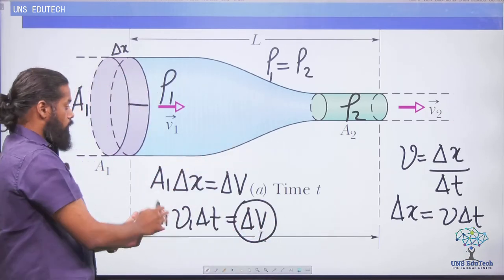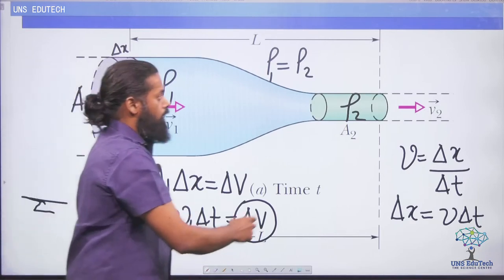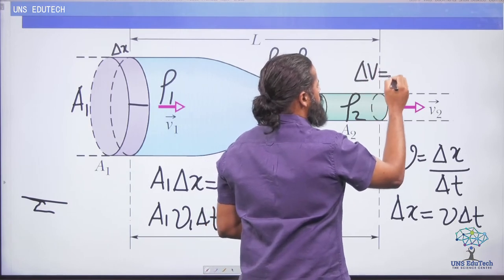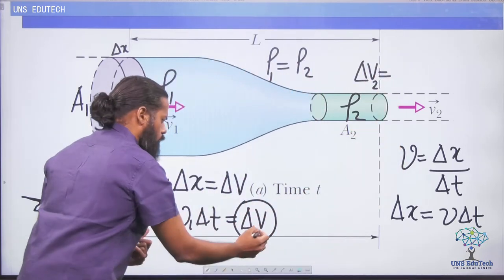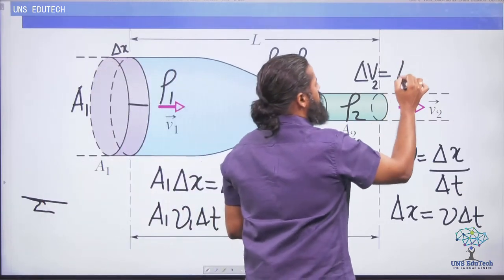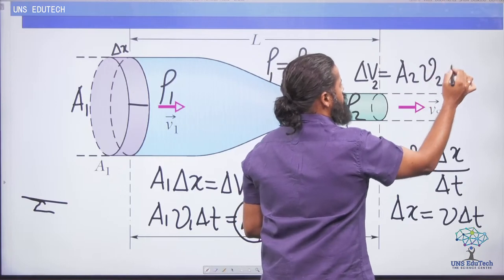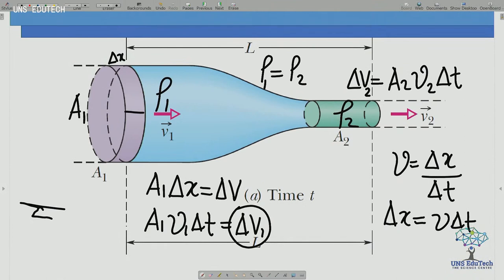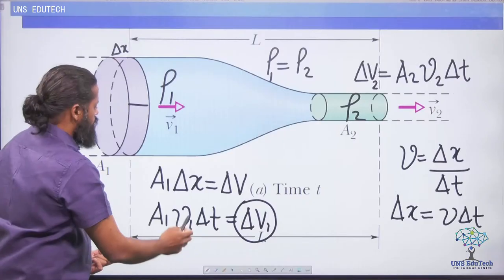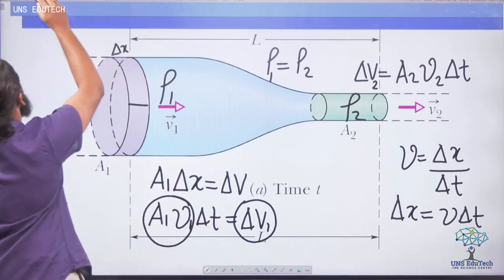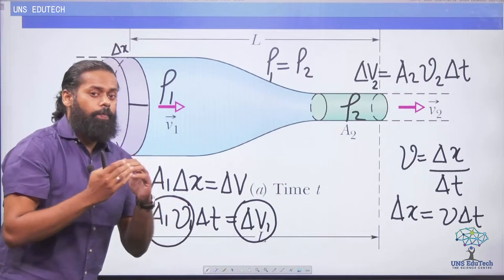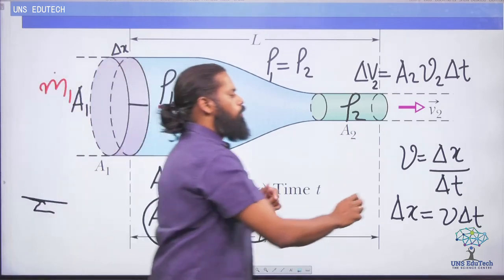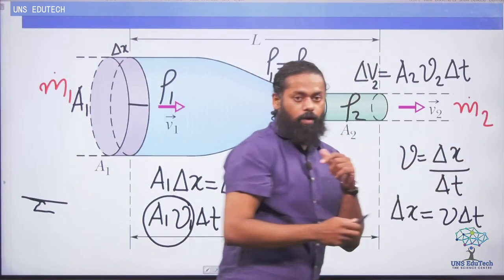In that case, if this quantity is delta V, on the left hand side we can say A1 into V1 into delta T. In a similar fashion, the volume flow rate at the right side, let us call the first one delta V1 and this delta V2, is A2 into velocity at the second section into delta T. If you divide again, you get volume flow rate, delta V by delta T. This quantity A1 V1 gives the volume flow rate, and that should be constant because we already said that mass flow rate m dot in the first case should be equal to m dot in the second case.